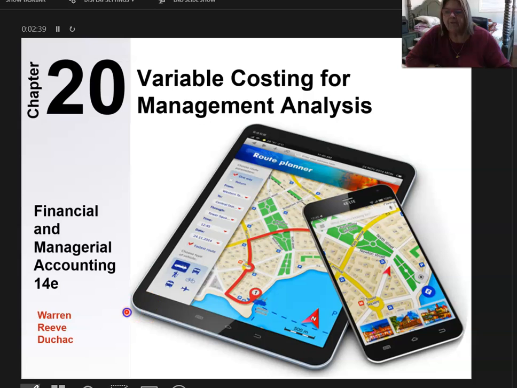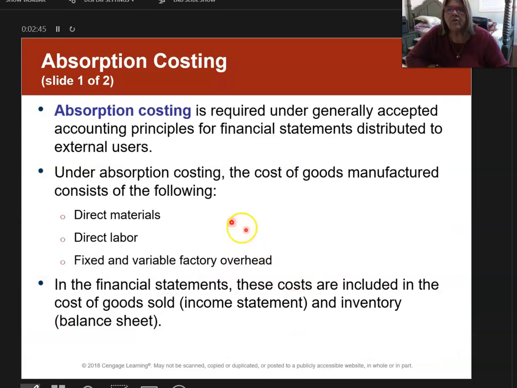So this chapter is about variable costing for analysis and management. And we'll talk about this. Absorption costing is what we've been doing, or what I've showed you up until now. And absorption costing is what we call GAAP approved. Those are the principles that we use, and we talked about that in Accounting 1A. So absorption costing is what normally happens.